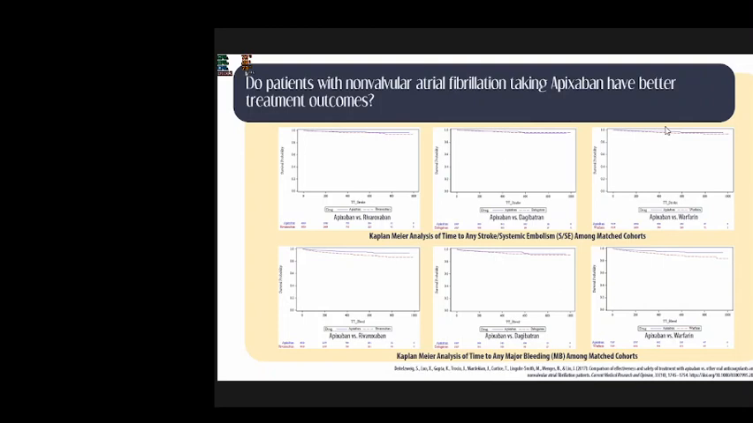So in here, the stroke and systemic embolism and major bleeding were significantly lower in patients treated with apixaban compared to rivaroxaban and warfarin. Also, the major bleeding and stroke and systemic embolism for patients treated with apixaban versus dabigatran trended to be lower but did not reach statistical significance.